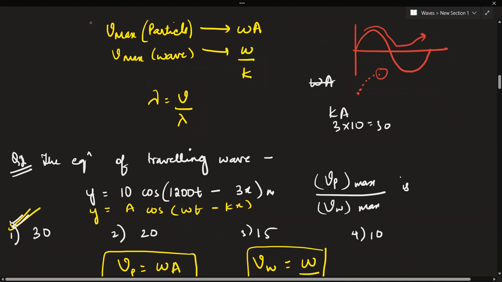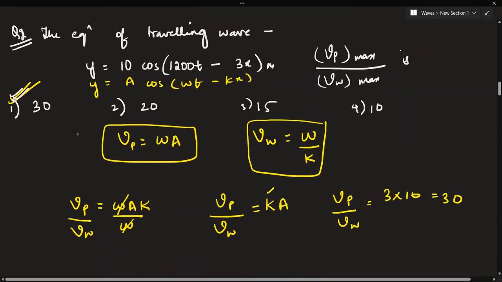And this particle velocity we have in detail in oscillations also. We will be calculating how we get this omega A. But for now, just remember the maximum particle velocity is omega A, where A is the amplitude, and the maximum wave velocity is omega divided by K. Many a time I've seen this question come. This equation is given to you and it asks the ratio of maximum particle velocity to maximum wave velocity. Otherwise it asks to calculate the maximum particle velocity. So just remember these two formulas for particle velocity and wave velocity.